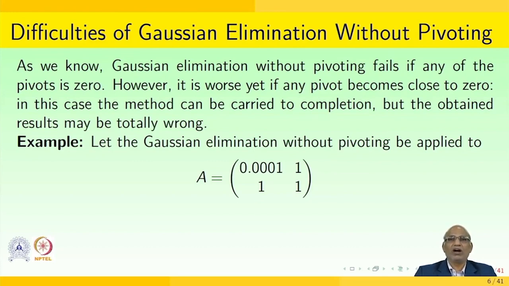As we know, Gaussian elimination without pivoting fails if any of the pivot is zero. If any of the pivot is zero, Gaussian elimination fails. However, it is worse if any pivot becomes close to zero. In this case, the method can be carried to completion, but the obtained results may be totally wrong.